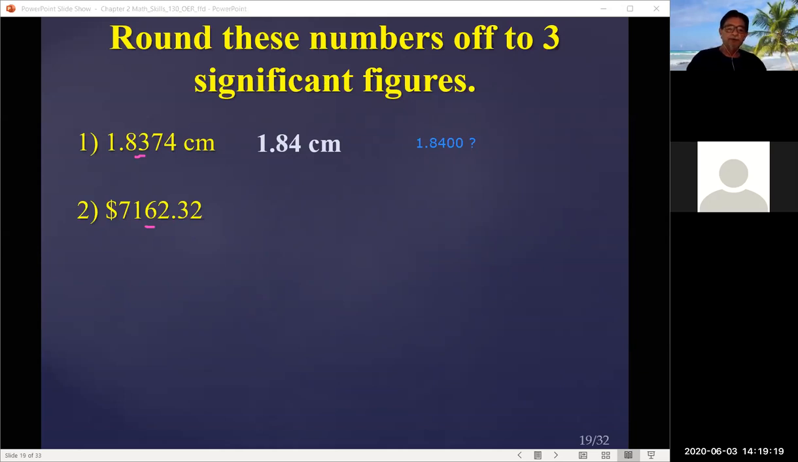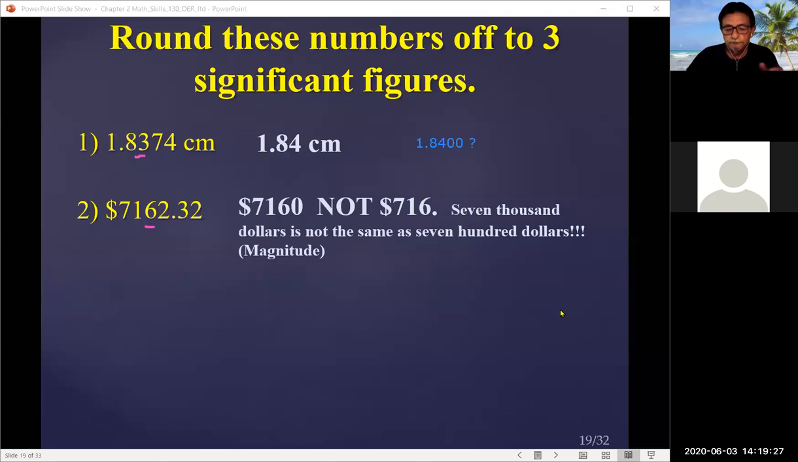So keep that in mind when you start doing that. Is that number following the sig fig position before or after the decimal point? So now the 6 remains a 6 because the neighbor 2 is less than 5. The 2, we replace with a 0. We drop everything after the decimal point and we end up with 7,160, not 716. Again, that changed the magnitude by not remembering to do that.